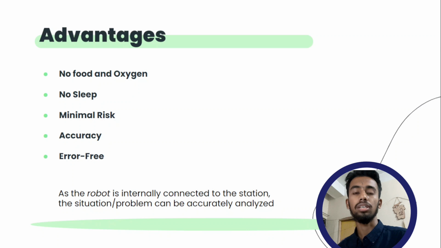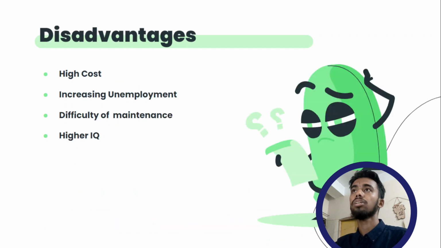Besides, a robot has high accuracy because it is programmed by a computer, so there is no chance of making any mistakes. It can also work with minimal risk, and it is absolutely error free. Now we'll see the disadvantages of robots. As we have seen the advantages, a robot is a highly costly device. There are different components that are used to build a robot, and because of these components, it becomes very costly to manufacture and create a robot.